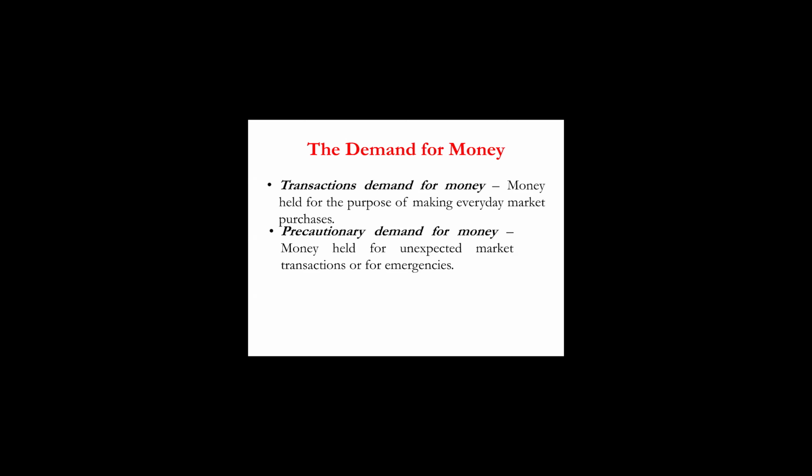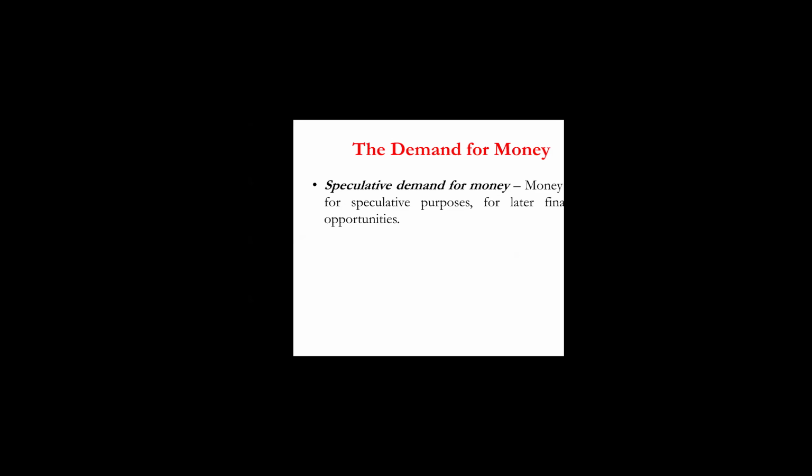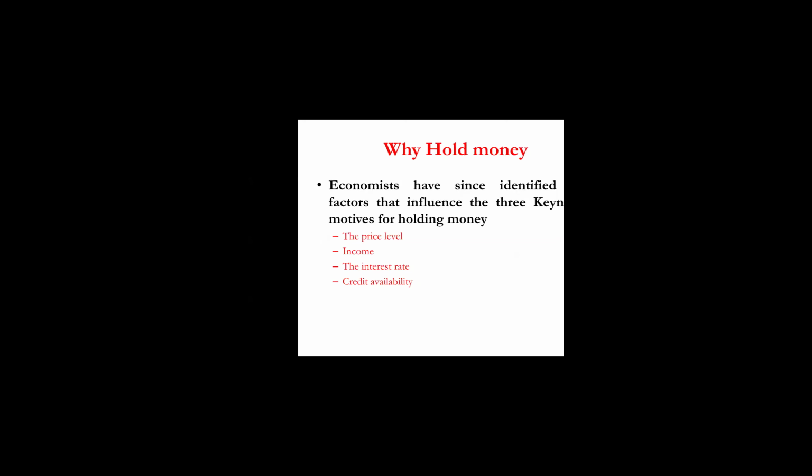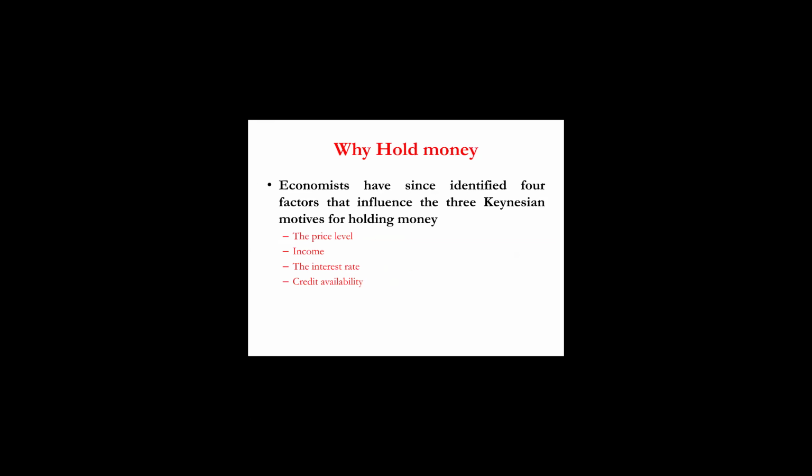Money held for the purpose of making everyday market purchases, that is transaction motive. Precautionary motive, money is held for unexpected market transactions or for emergencies. And the speculative demand, we say money is held for speculative purposes for later financial opportunities. Why do you hold the money?